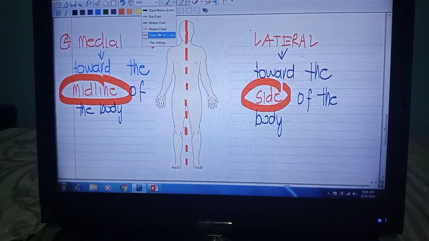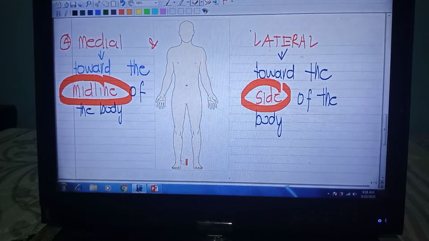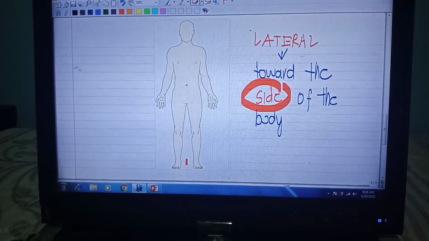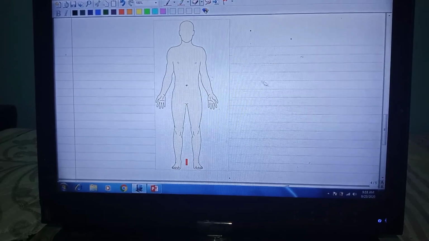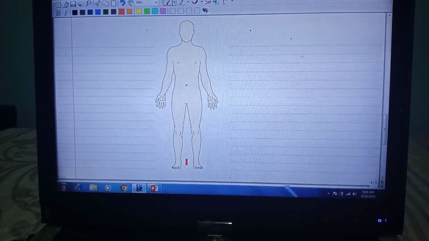And the last term that we need to know. Okay, tataas lang natin, class. Okay. Buburahin ko lang. Okay, ang ingay-ingay mo, Charlie.